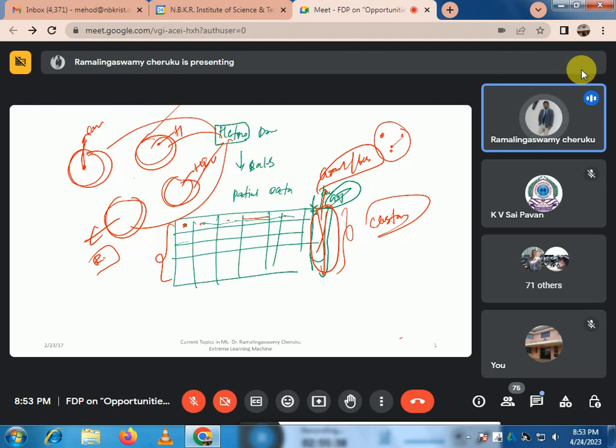So in clustering also, you have different kinds of algorithms. Like you can see K-means, DBSCAN, and fuzzy C-means, n number of algorithms. Which algorithm is suitable for your data is your choice.